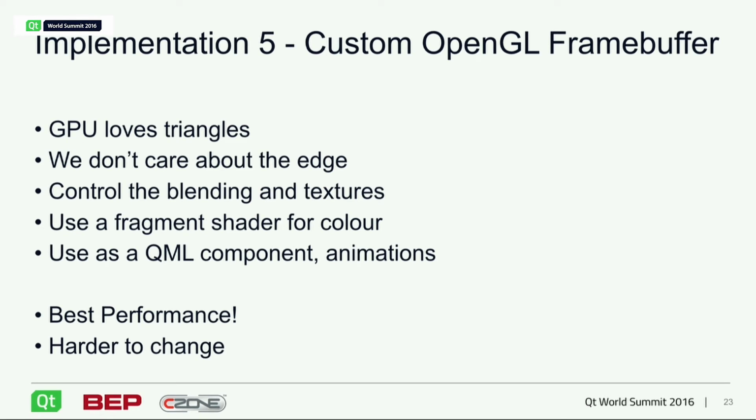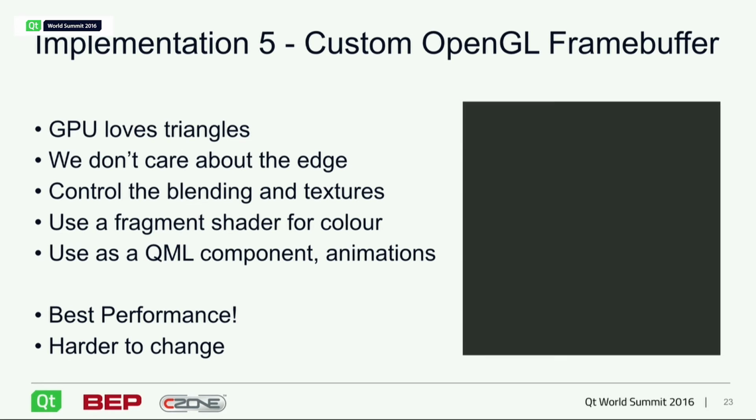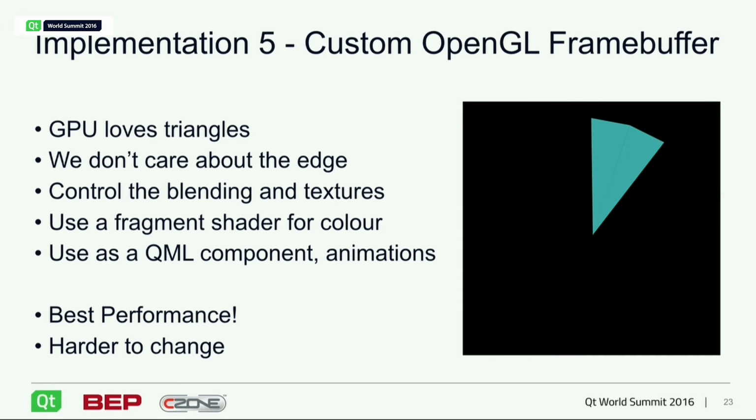our final implementation was a custom OpenGL Framebuffer. Our GPU loves triangles, so let's give it triangles. You can draw this pie by simply adding triangles around in a fan, and it even has a triangle fan function, right? This is what it's for. We can still use color as a fragment shader, so we can still add our color from QML and have our alarms and things. They're all nicely done, but the pie part of it is done now like it should be.